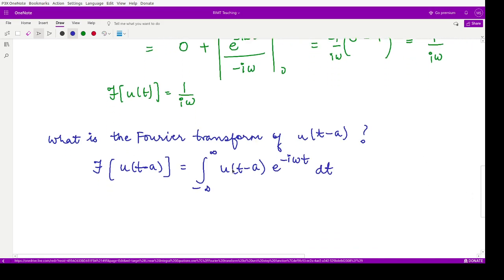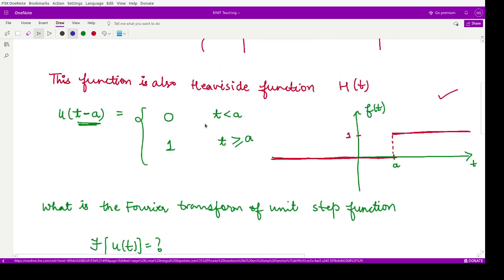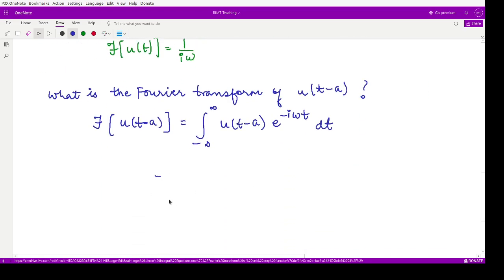Again, what is the definition for this function? This function is defined like this. Whenever t is less than a, its value is 0. Whenever t is greater than or equal to a, its value is equal to 1. So we have integration from minus infinity to infinity. We'll break this limit, minus infinity to a, where the value here is 0, times e to the power minus iota omega t dt, and then the integration from a to infinity, 1 into e to the power minus iota omega t dt. So the first term is 0.